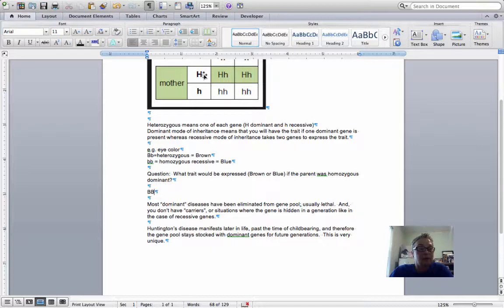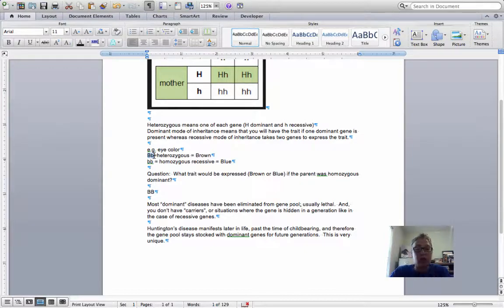So they can get tested and find out, but there's a 50-50 chance that they're going to have the disease later when they get to that age. And so in this case, since the disease manifests later, or the phenotype shows up later, it can kind of hide and stay in the gene pool. That's very unique. Usually when we think of hidden diseases, we think of recessive diseases, and that's mostly the case because you can be a carrier, just like in this case for brown eyes. I might have brown eyes and have that genotype, but I could have a blue-eyed child.